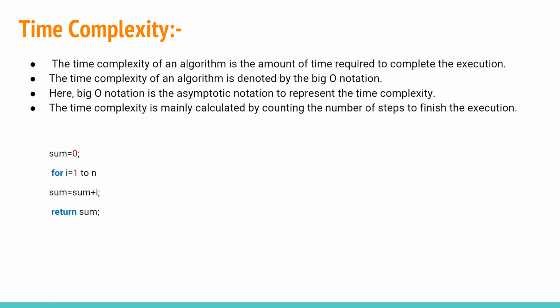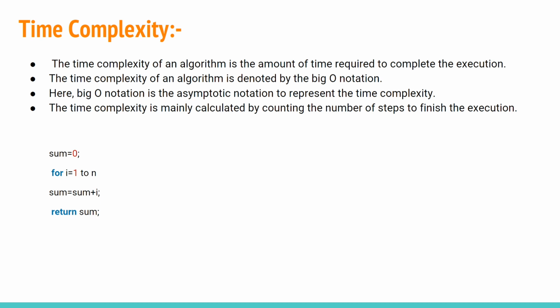Let's understand the time complexity through an example. For example, I have written sum equals 0, for i equals 1 to n. Suppose we have to calculate the sum of n numbers. Then sum equals sum plus i, return sum, which we will understand as when the loop ends, sum holds the value. So in the code, the time complexity of the loop statement will be at least n.